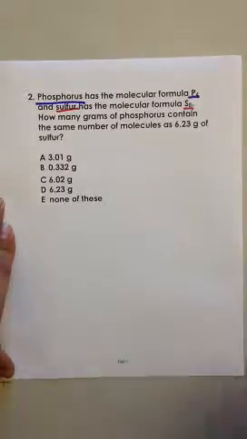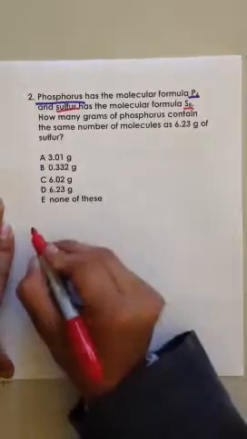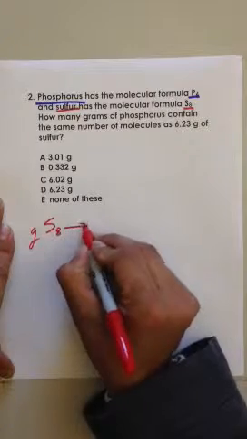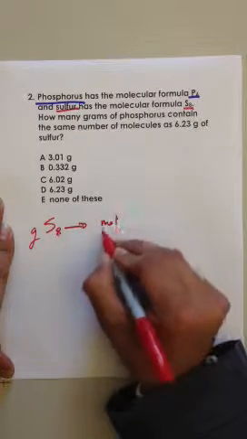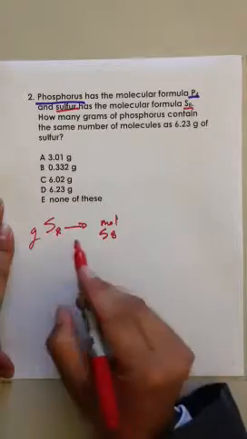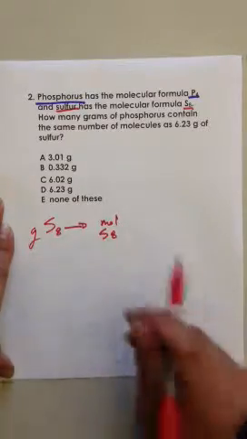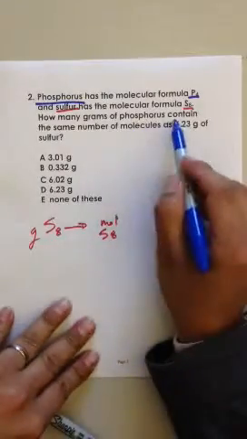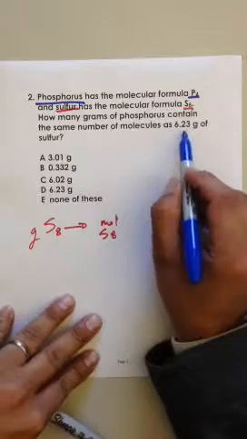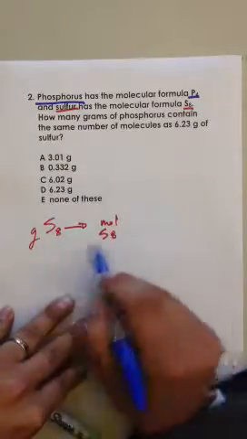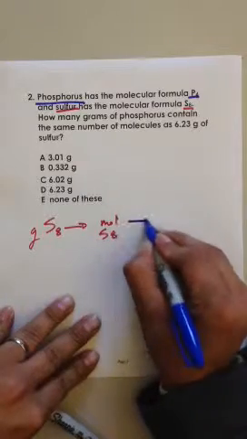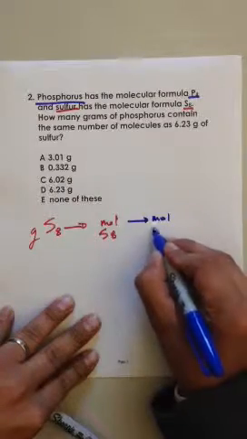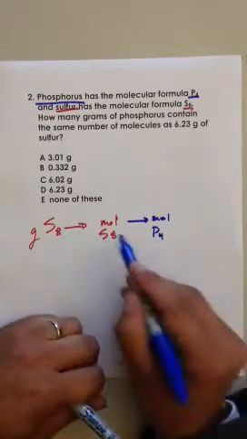All right, so we're going to go from grams of sulfur to grams of phosphorus. So if we have the grams of S8, can we convert to moles of S8? All we would need is the molar mass to go from grams to moles. Okay, and they're saying how many grams of phosphorus contain the same number of molecules as 6.23 grams of sulfur. So if we can figure out the moles of sulfur, and they say that it has the same number of molecules, shouldn't it be the same number of moles of phosphorus? Excellent. So those should be the same number.